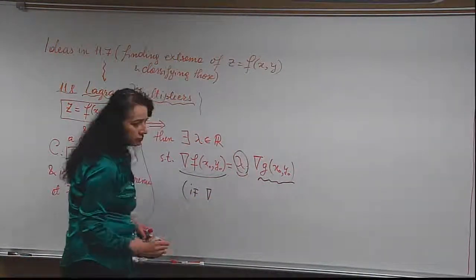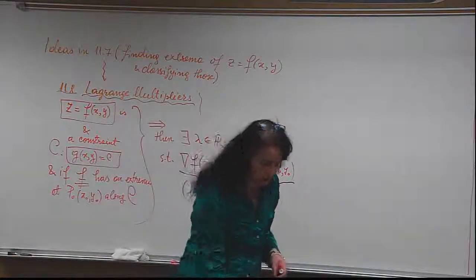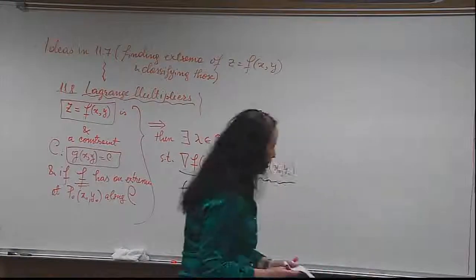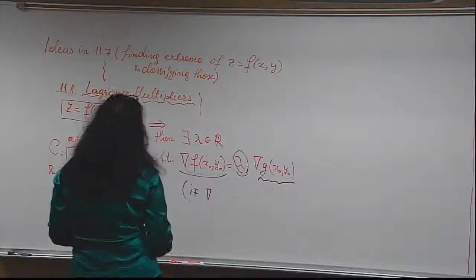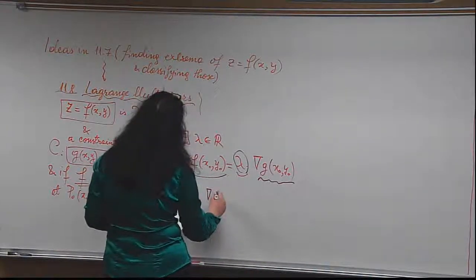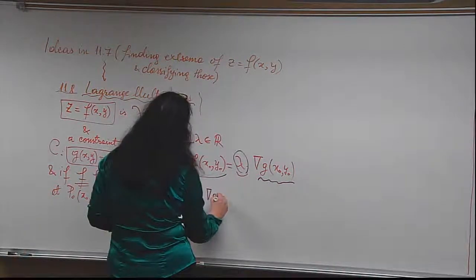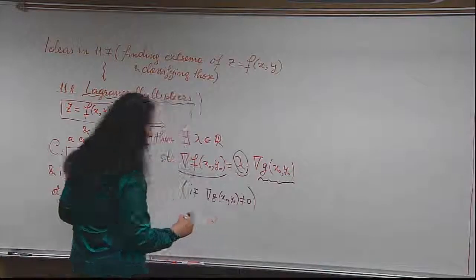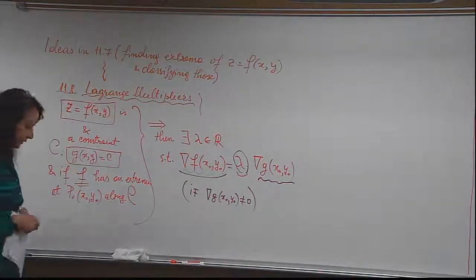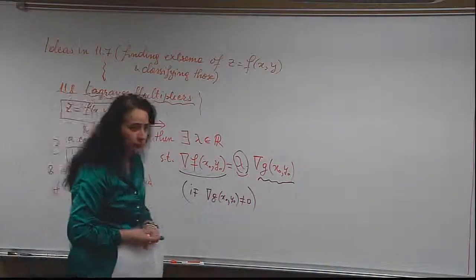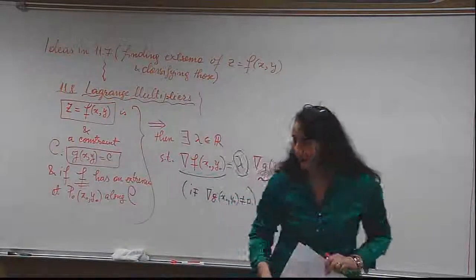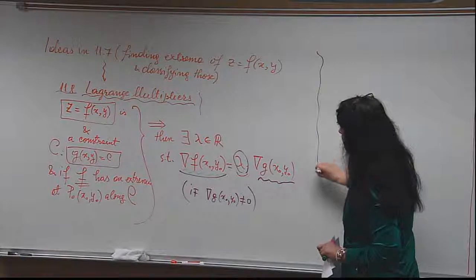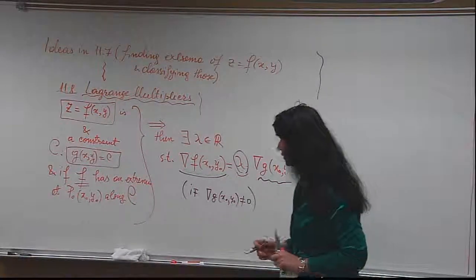This is a tricky thing, you have to make sure it happens. The gradient of g at x0, y0 must be different from 0. Because if it is equal to 0, well, then it's going to be crazy. We have 0 equals 0 for any lambda multiplication here. So that would complicate things, and you would get something that's false.